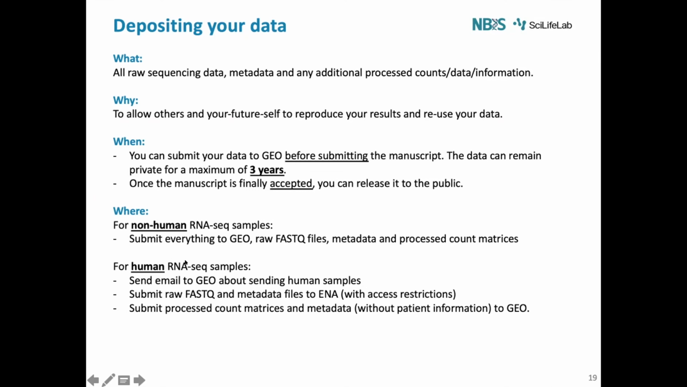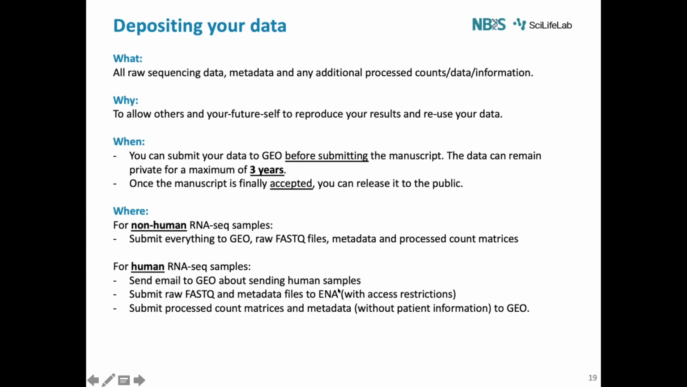But if you have human samples, then you should first, for example in the case of GEO, which I'm quite used to now, email GEO, specifying that you have human samples that you want to send. Then you submit the raw FASTQ files and metadata to ENA, which is the European, the Swedish version, with restricted access. This is the raw information of the human, and all patient IDs you probably will not submit. And then to GEO, you submit the processed counts and the metadata. And then you also send the link to your deposited data on ENA.